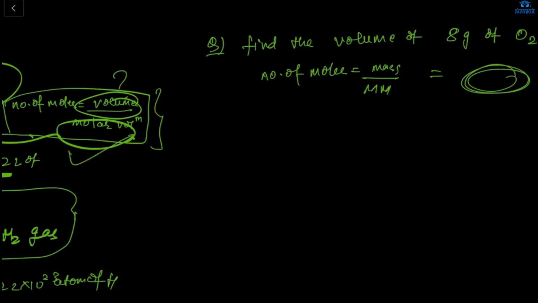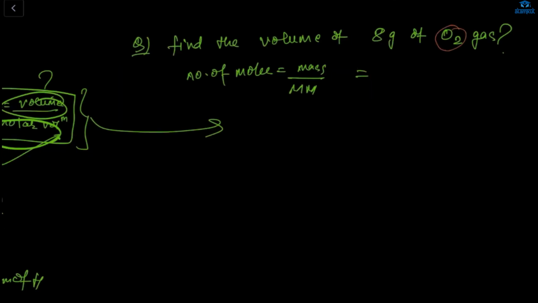Let's say 2. Yes, ma'am. Then number of moles is 2. No, it's not 2. Ma'am, what is the molar mass of O2? 32. Okay. Ma'am, shouldn't it be 0.5? 0.25. Oh, 0.25. 8 upon 32 is 0.25.